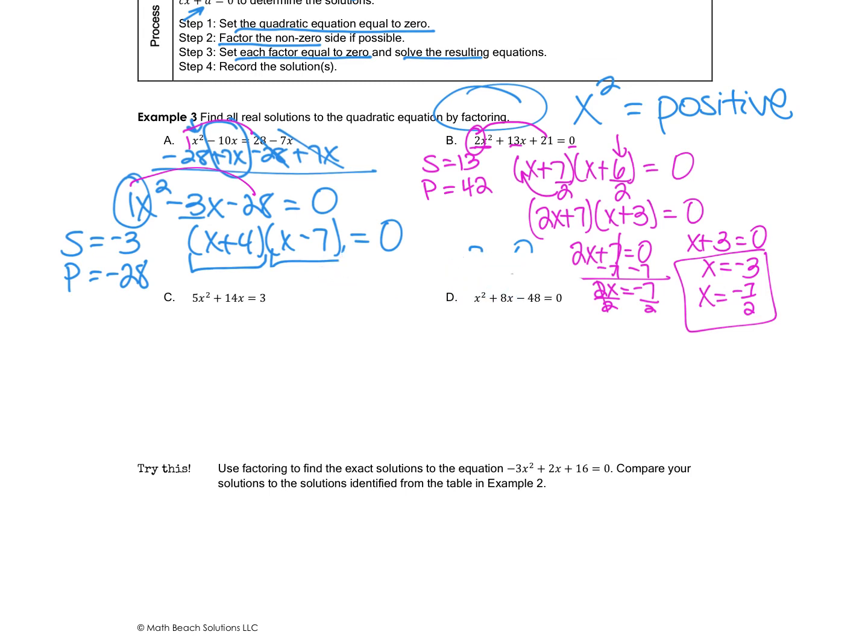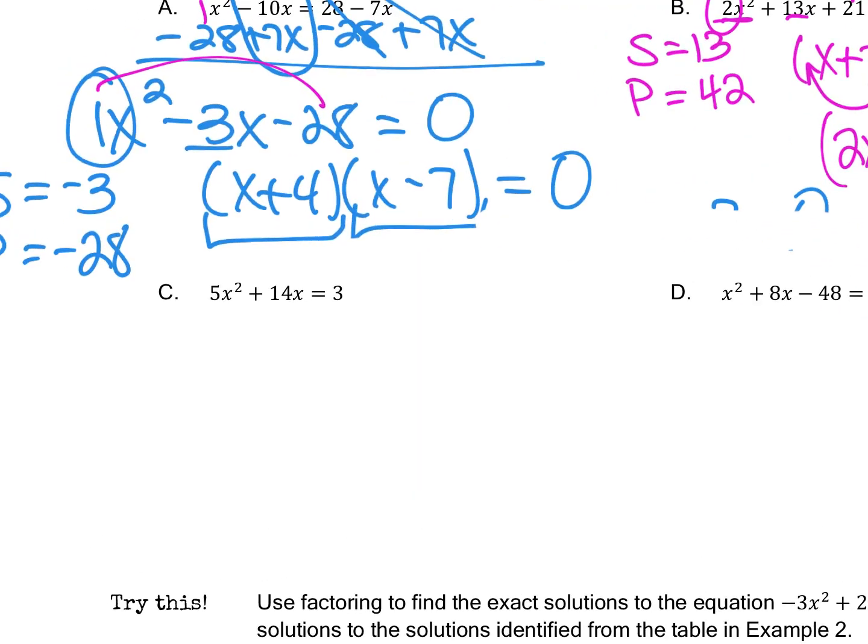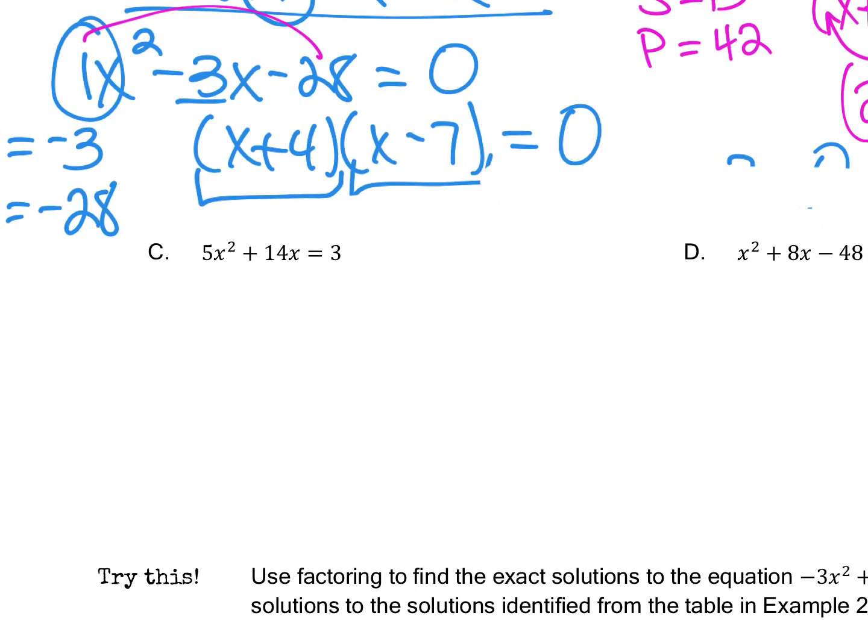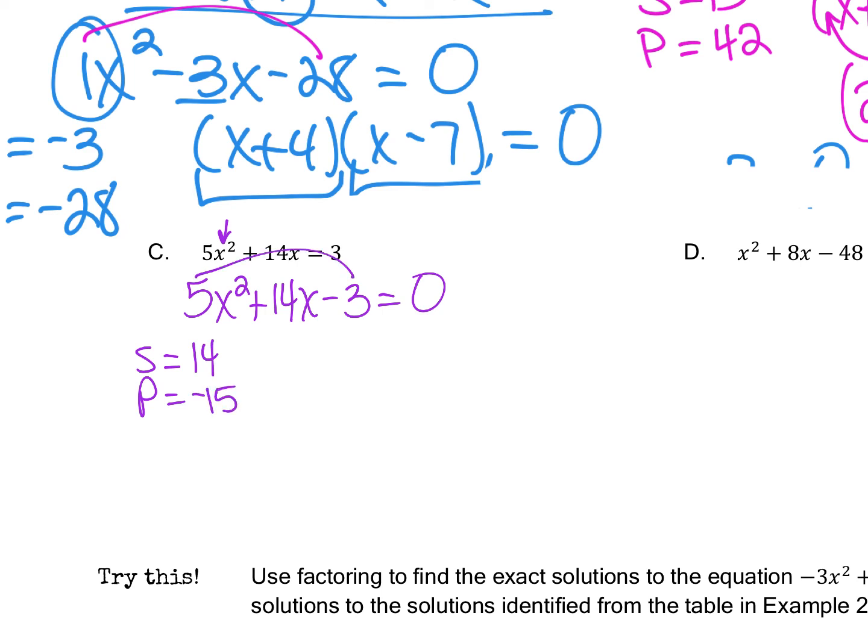All right, looking at part C. First step is to set it equal to 0. So notice my x squared term's positive, so I want to subtract the 3 over. Okay, so notice they don't have anything in common, so I go straight into sum and product. Sum is 14. Product is negative 15. So that would be a positive 15 and a negative 1.